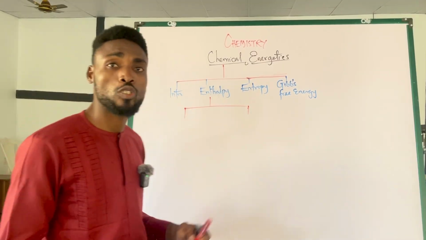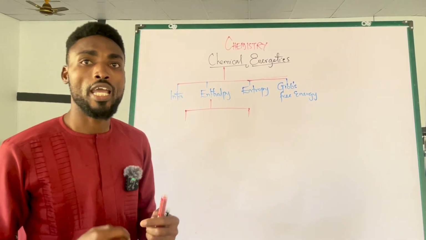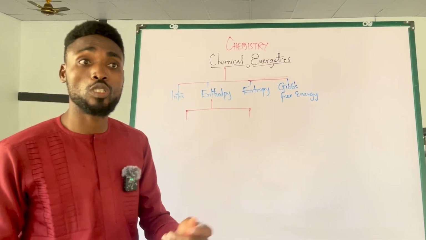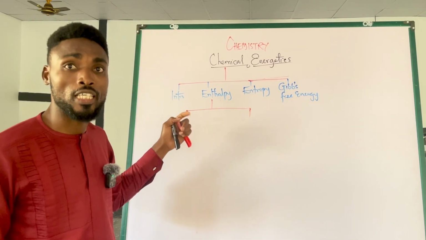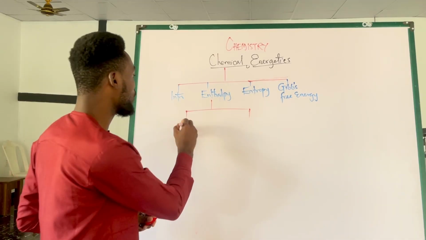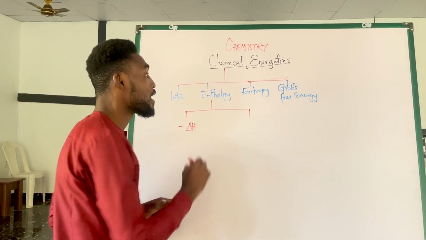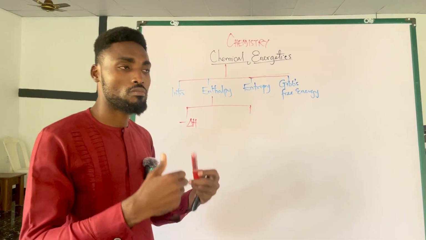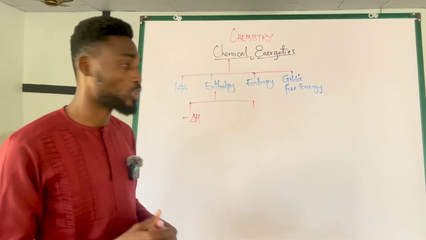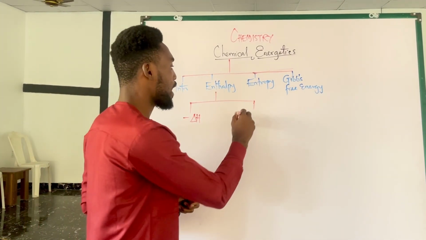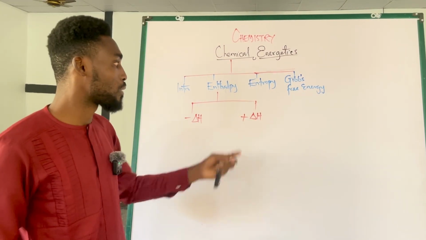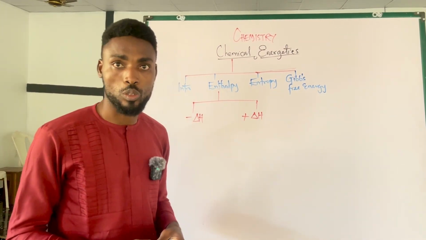Every time a chemical reaction occurs and we have energy being released, such a chemical reaction is called an exothermic reaction, and therefore in that case we have a negative enthalpy change for that reaction. And when energy is absorbed in the chemical reaction, we have a positive enthalpy change for such a chemical reaction. We say that chemical reaction is simply an endothermic reaction.